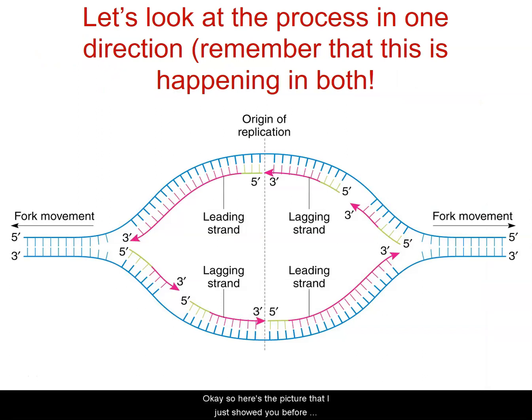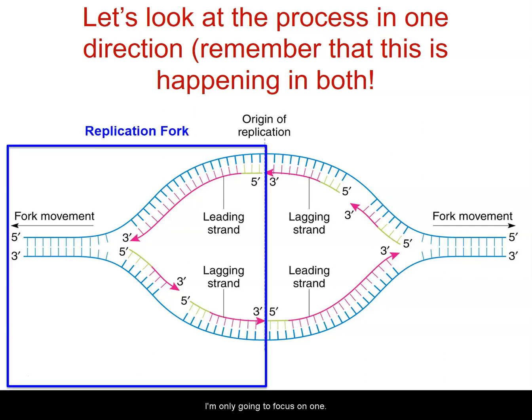Okay, so here's this picture that I just showed you before. You've got DNA replication occurring in both directions. I'm only going to focus on one half of this replication bubble, which I'm going to call the replication fork. So as we proceed through the next couple of slides, you need to take note of what exactly is going on. I've used a lot of color coding to help you walk through this process. But again, notice that 5' and 3' are again opposite to one another in every different scenario here.